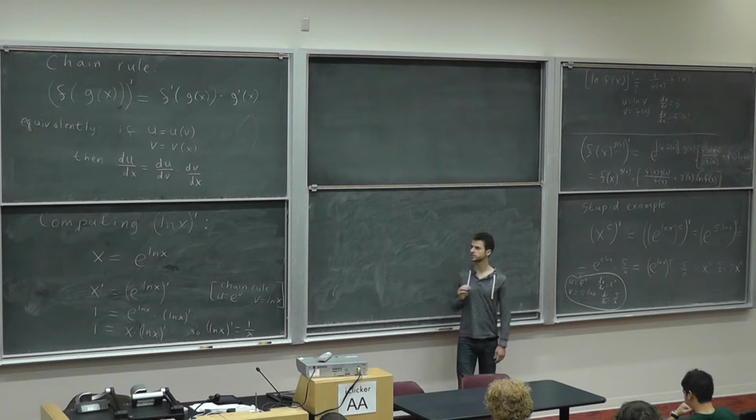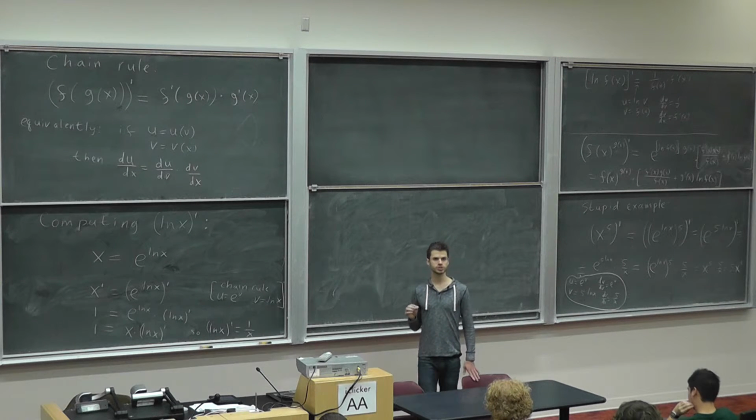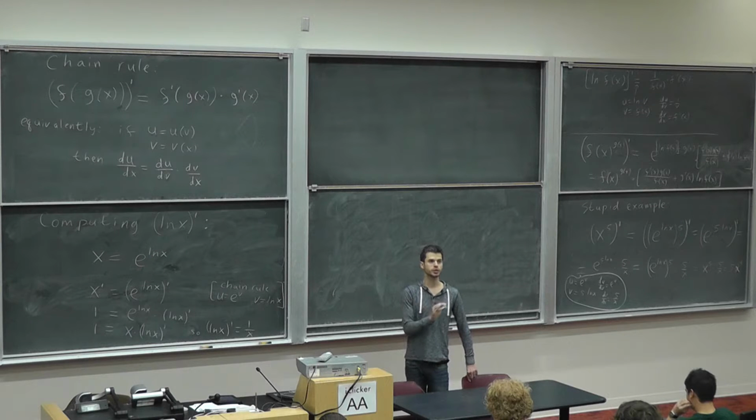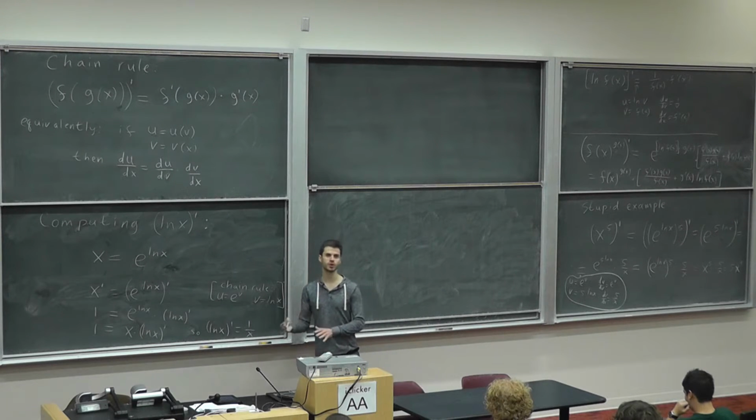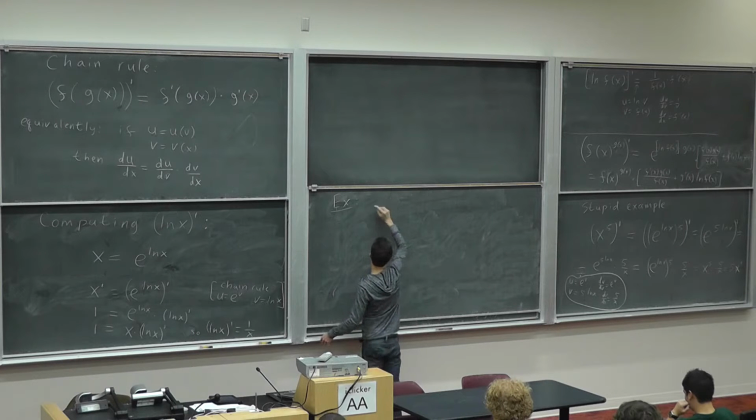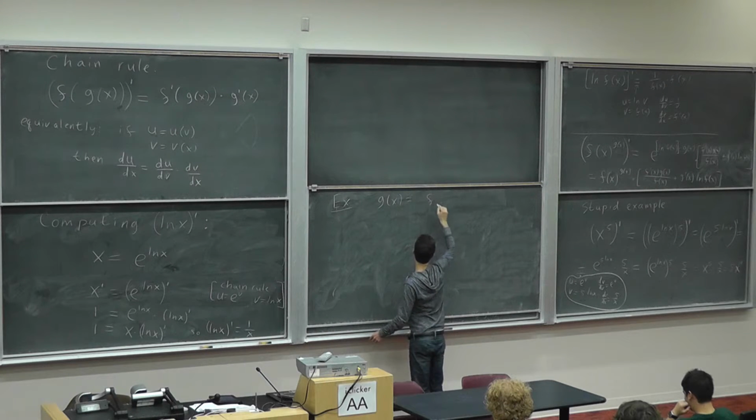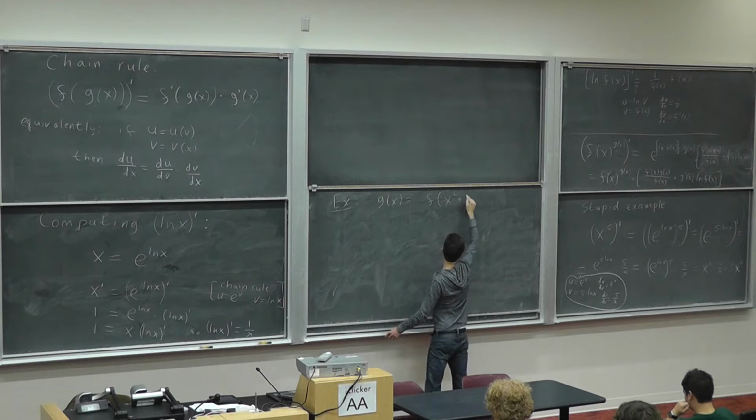So the next thing I want to discuss is applying the chain rule in a situation where you don't quite know what the function is. You only know something about this function. So the next example on the chain rule will be like this. Suppose that g of x is, let's say, f of x squared plus 1.